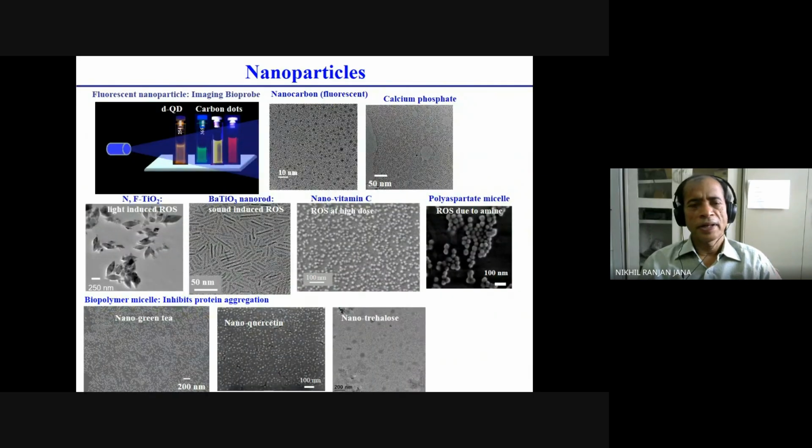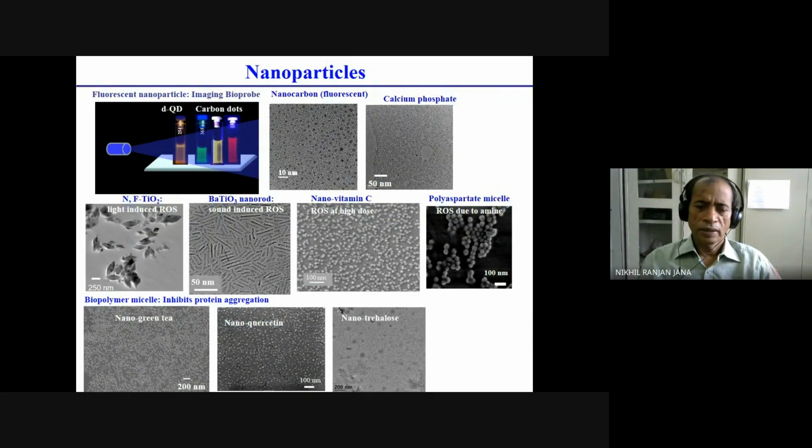And these are another example. Some of them are fluorescent, some of them are magnetic, and the middle line. So these are all barium titanate, for example. These are sound responsive materials. You can use ultrasound to do some chemistries on their surface. And nitrogen fluorine doped TiO2: you can use visible light, sunlight, for killing bacteria or virus using these particles, and so many others.